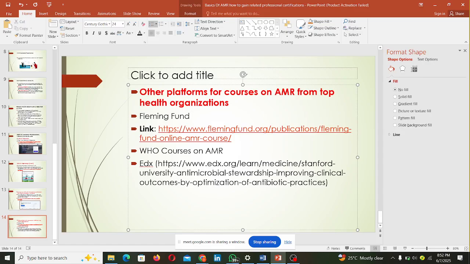Even apart from online courses, they offer opportunities for PhD candidates. They offer fellowships where people go to Denmark. They offer fully funded opportunities on AMR. You can check them out through this particular link. So they offer AMR courses. The WHO also offers courses on AMR. And also edX, a platform that offers courses on antimicrobial resistance. You can check them out.